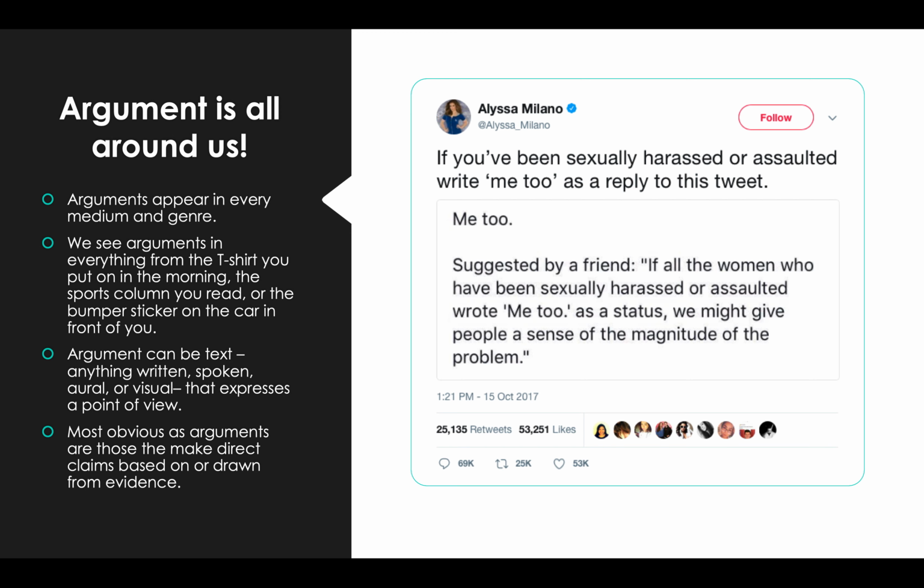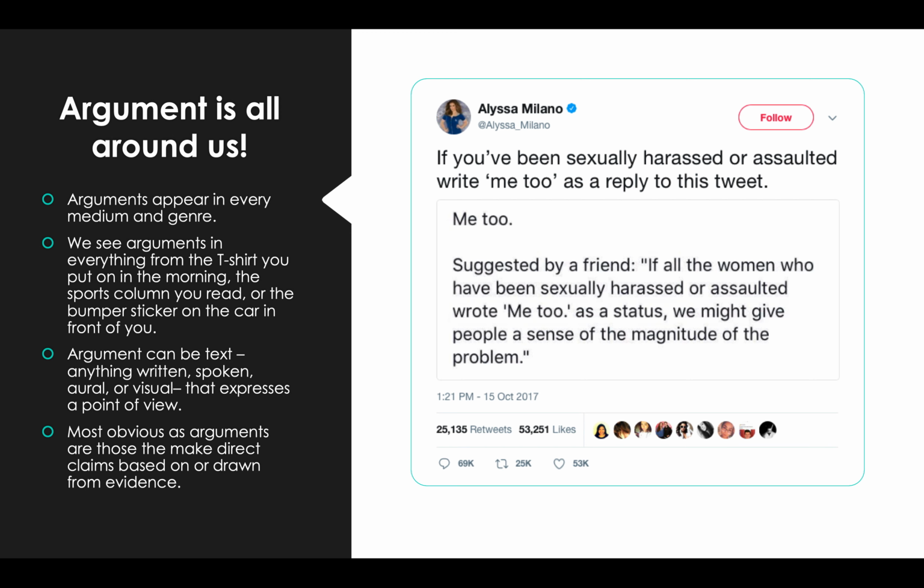So let's start off with the fact that argument is all around us. Arguments appear in every medium and genre. We see arguments in everything from the t-shirt you put on in the morning to the sports column that you read, or even the bumper sticker on the car in front of you. Argument can be text, anything that's written, spoken, oral, or visual that expresses a point of view. And most obvious as arguments are those that make direct claims based on or drawn from evidence.